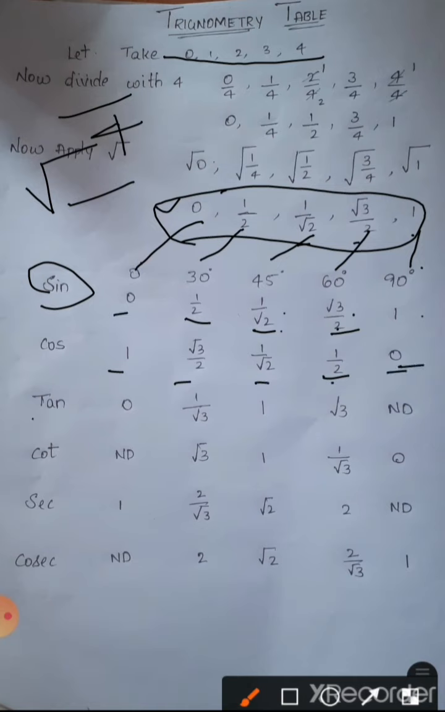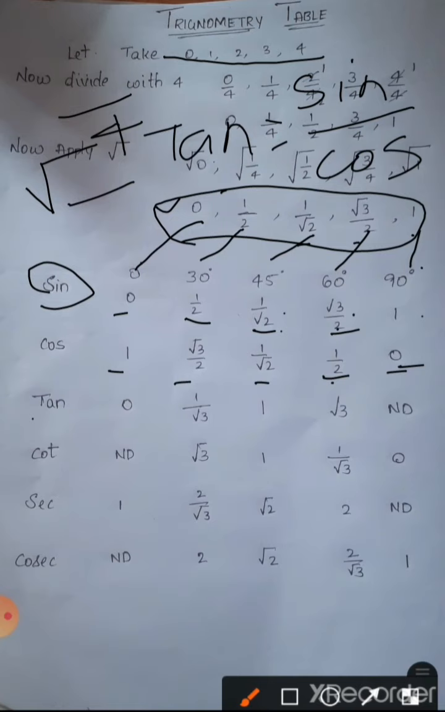Now tan. Tan we can write as sine by cos. In the previous one, we discussed that tan theta is equal to sine theta by cos theta. Now see, 0 divided by 1 is 0. And 1 by 2 by root 3 by 2: the 2 gets cancelled, giving 1 by root 3. For 45 degrees, 1 by root 2 by 1 by root 2: the root 2 gets cancelled, it's 1. For 60 degrees, root 3 by 2 by 1 by 2: the 2 gets cancelled, it's root 3. And for 1 by 0, anything divided by 0 is not defined.